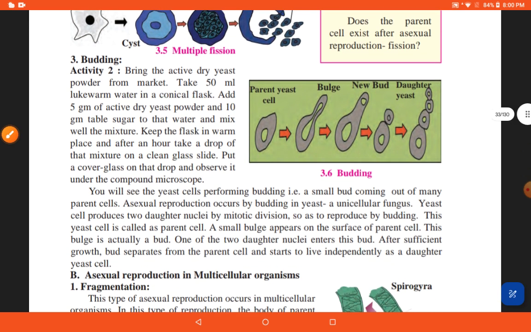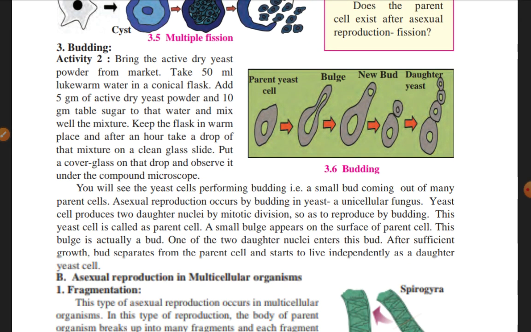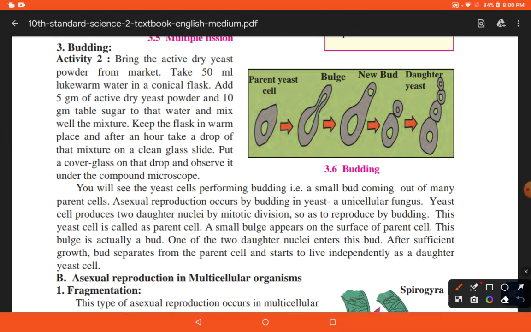Now, we have budding. Budding in yeast, I don't need to use the board here, I'll tell you only. Basically, in unicellular organisms, budding takes place in yeast. Now, you see, how does the yeast divide? Basically, what happens is, it develops an outgrowth.